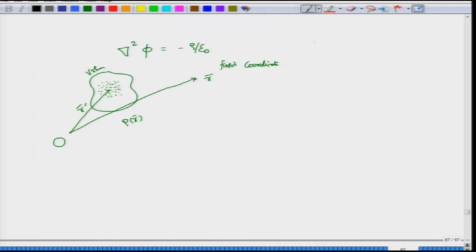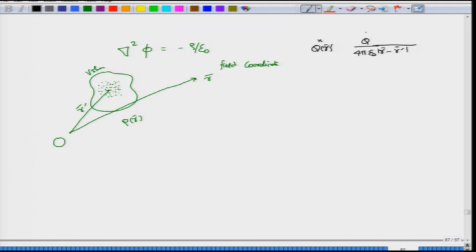Now, for a single charge q kept at the origin, the corresponding potential at any other point away from the charge would be q by 4 pi epsilon times r, correct. If instead the charge is kept at r prime, then the potential would depend on r minus r prime, the vector distance between the two, or rather the magnitude of that distance, r minus r prime. So this is for a single charge.